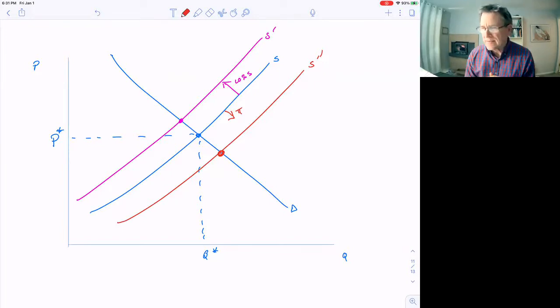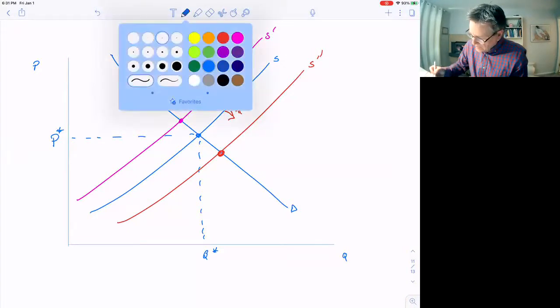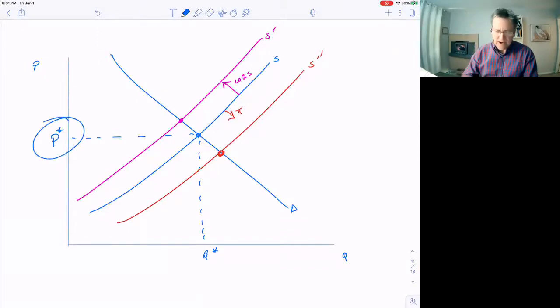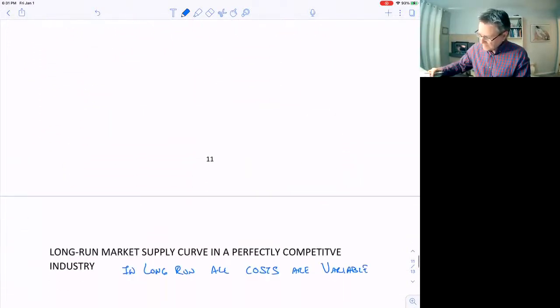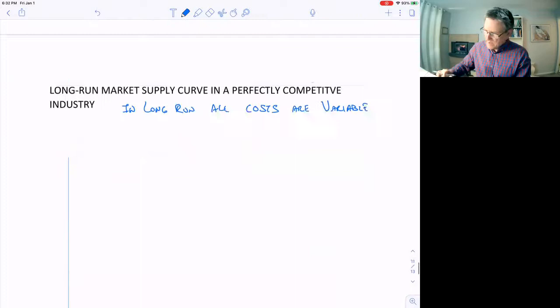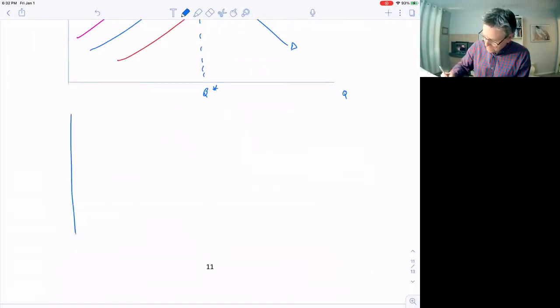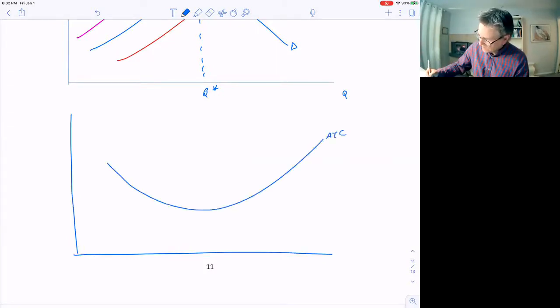And at that point, no firm is making any money. There's zero economic profit. So let's say that this P star here in blue is the price where there's no economic profit. And there's no incentive for firms to come into the industry or leave the industry. That will mean, I'll draw it here, that our average total cost curve in the long run would be the same as the average variable cost curve.